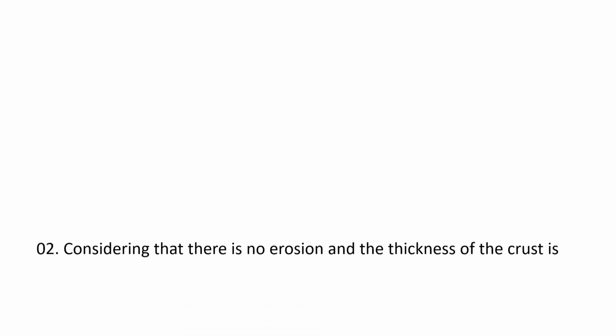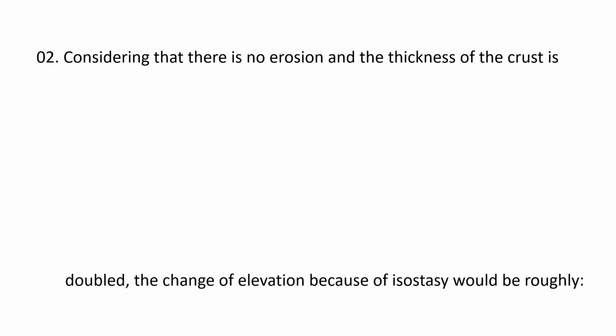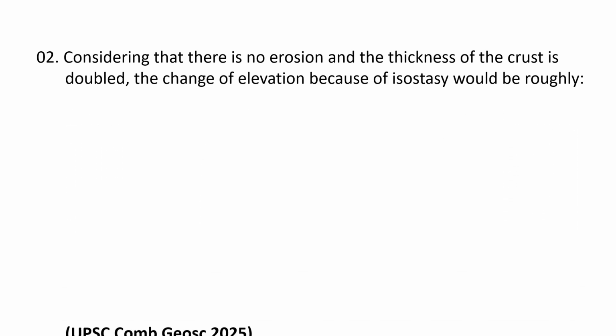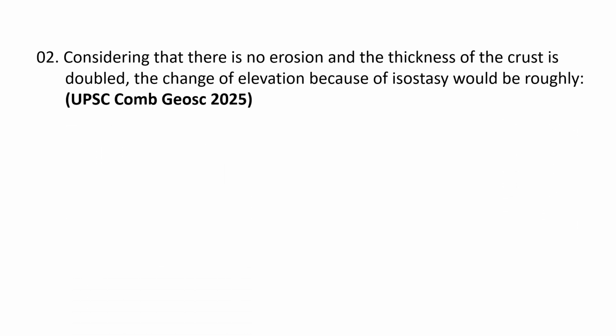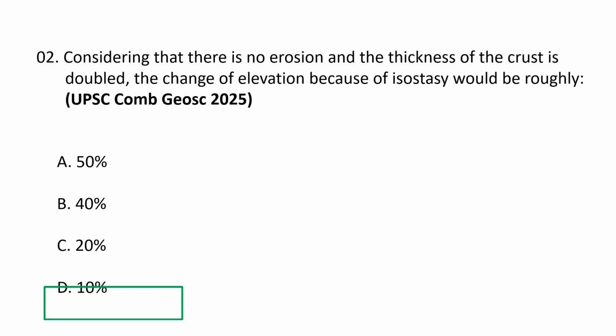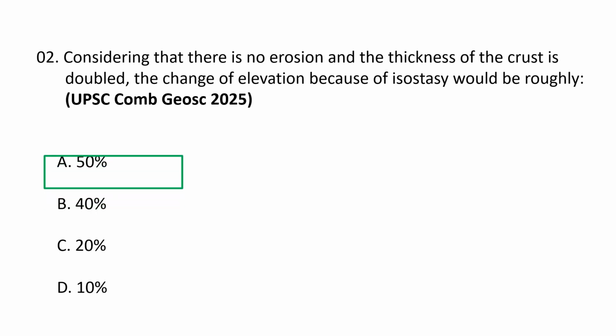Next question. Considering that there is no erosion and thickness of the crust is doubled, the change of elevation because of isostasy would be roughly A. 50%, B. 40%, C. 20% and D. 10%. So as there is no erosion and the thickness of the crust is doubled, the change of the elevation because of the isostasy would be roughly 50%. A is the correct option.